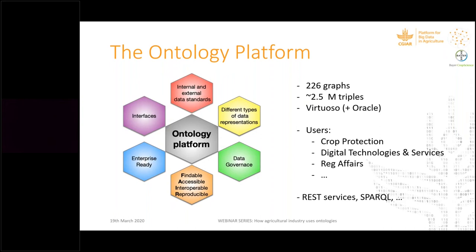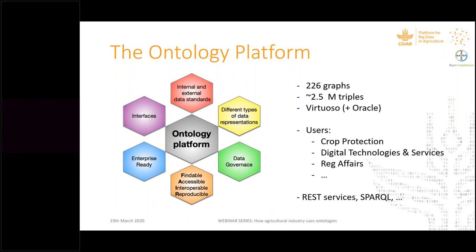Next one is around enterprise readiness. This means that the platform we have is also supported at a global or corporate level. So it's not only serving a few guys in a corner, but it's serving quite some people across the globe. And we need to ensure, of course, that the services are running 24/7. And last but not least is around the interfaces, where we have different options to consume our data: REST services, SPARQL, and the classical things we have.